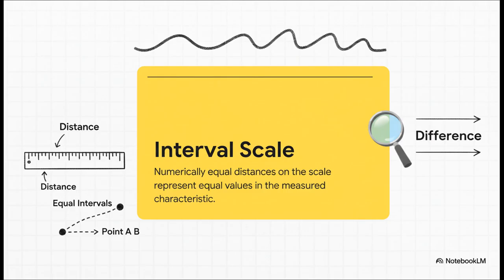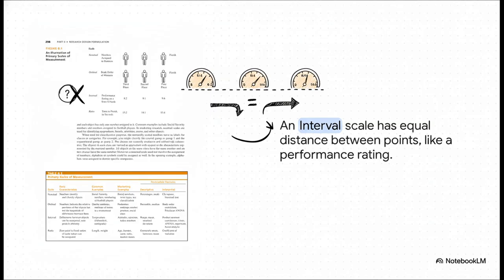Now, the difference between any 2 points on the scale is meaningful, and, more importantly, it's consistent. A classic example is temperature in Celsius or Fahrenheit. So let's imagine these numbers are performance ratings on a scale of 0 to 10. With an interval scale, the jump from an 8.2 to a 9.1 is exactly the same as the jump from a 9.1 to a 10.0. The intervals are equal. But, and this is a big but, the 0 point is arbitrary. A 0 rating here doesn't mean a complete absence of performance, it's just another point on the scale we created.